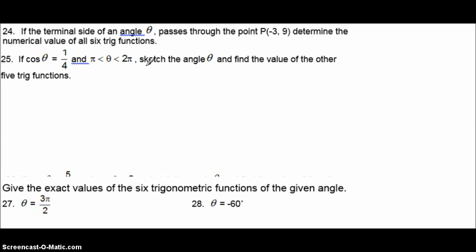Right. So if cosine of theta equals 1/4 and theta is between pi and 2 pi, sketch the angle theta and find the value of the other 5 trig functions. Alright, so we are going from pi to 2 pi, somewhere in here. Okay, and it says cosine theta is 1/4. Alright, cosine is x over r. So x equals 1, r equals 4.